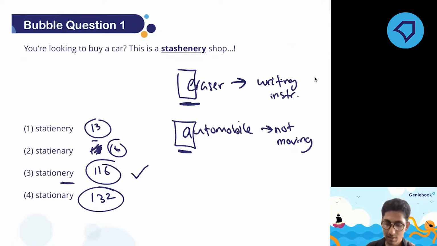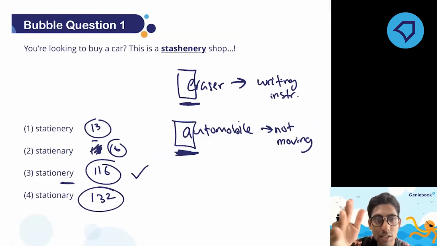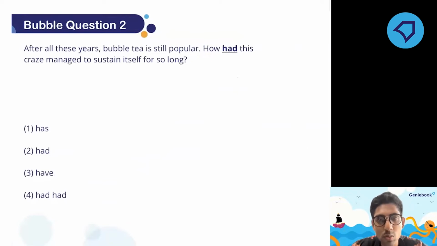Yeah, look, a car is not for writing. So some people might think, oh, Mr. Fawaz, is it only vehicles that can be stationary? No. Any object can be stationary. A person can be stationary. That means they're not moving. When you talk about guards, they say a guard has been stationed at the entrance. See, station, because that's a spot. When we say stationary vehicle, it means the vehicle is not moving, like parked outside. Okay? Next, bubble question 2.